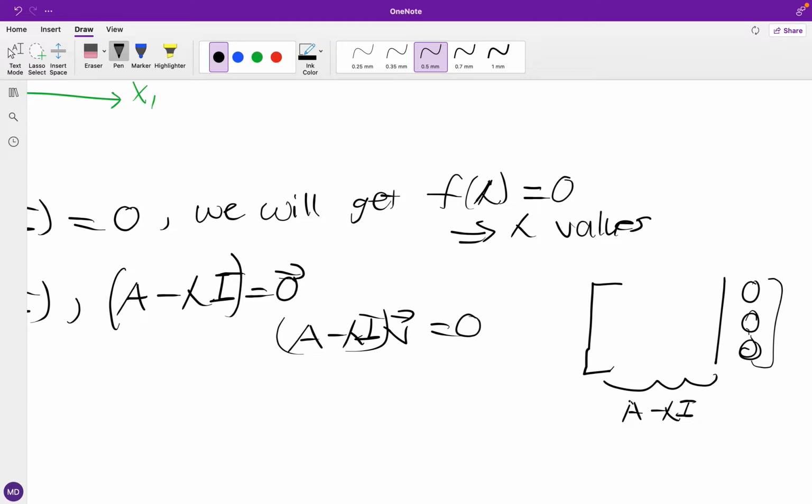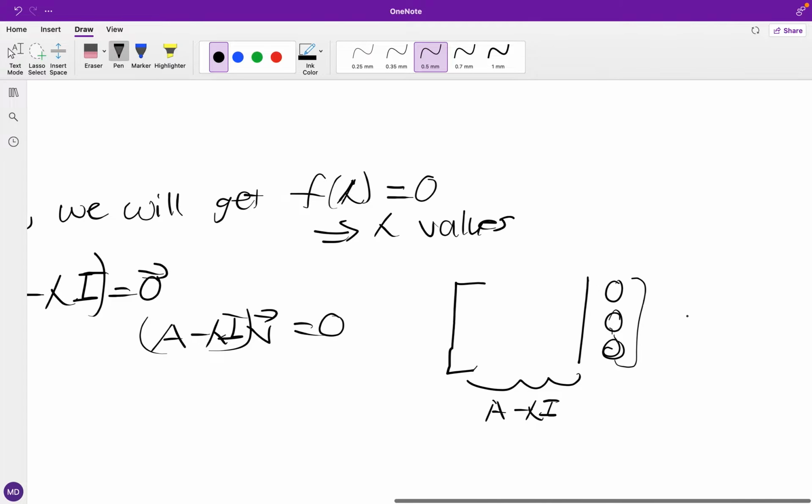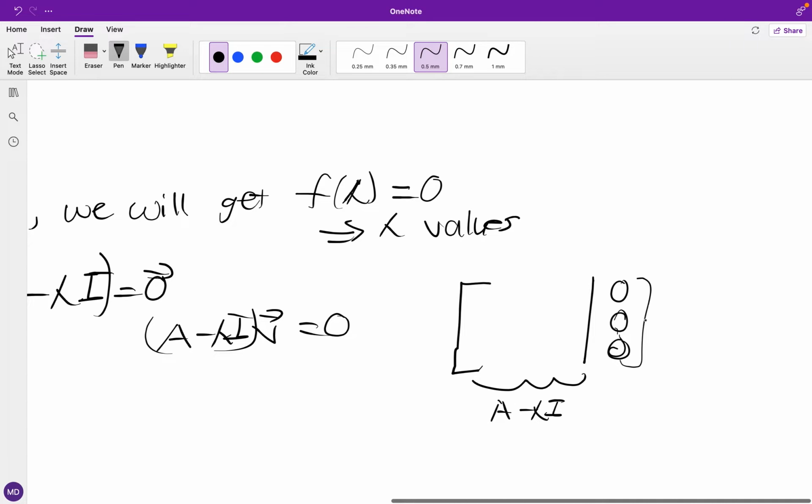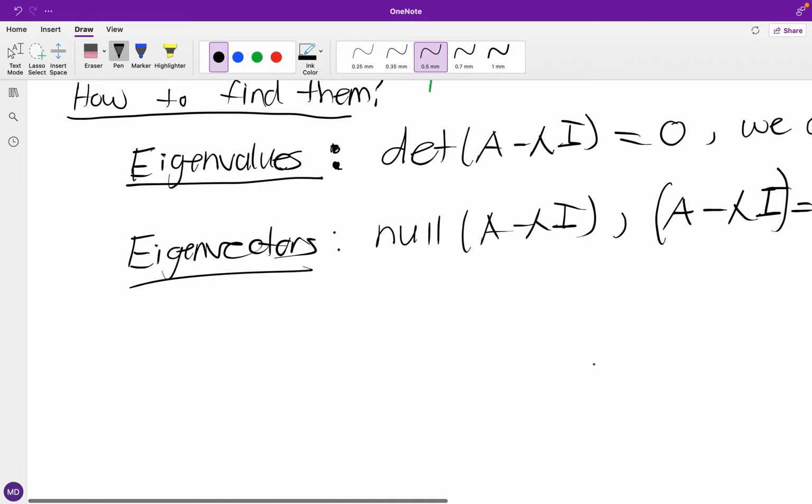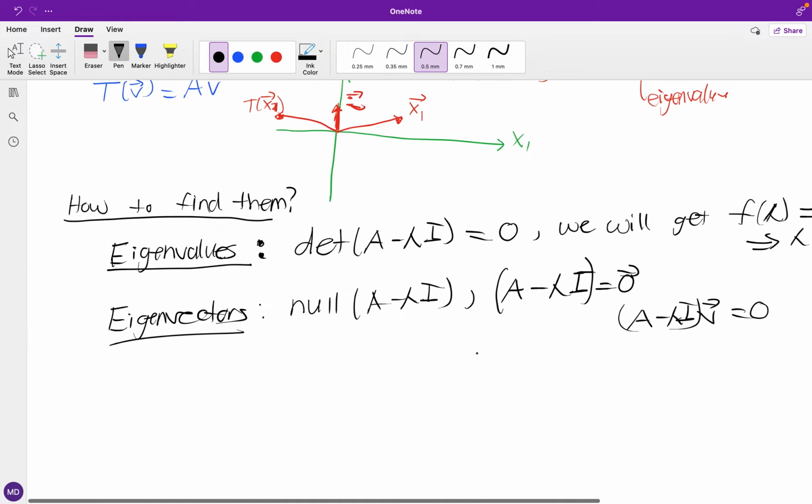We basically substitute in our lambda value, we augment it with zeros, and the general solution we get, or the null space here, would be RV, or eigenvectors. So we'll see that through an example. But that's just the formal introduction to how we would do that. Okay, so let's get started with an example.